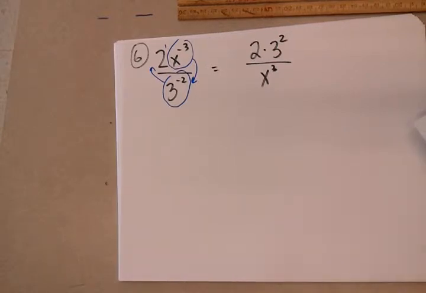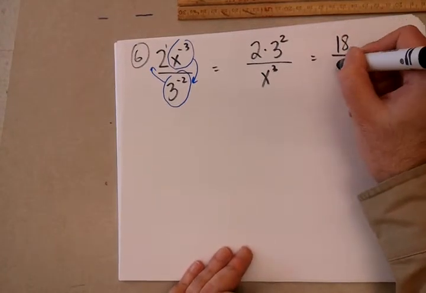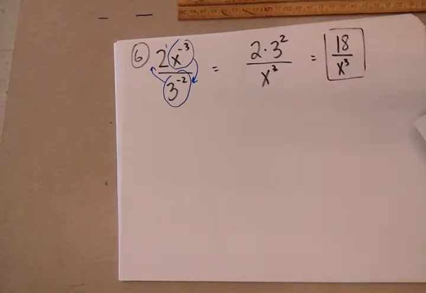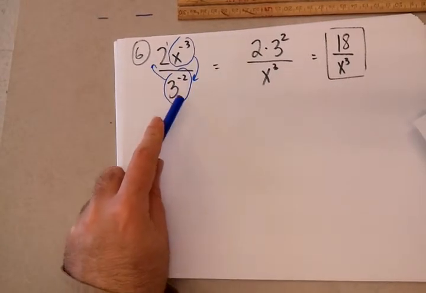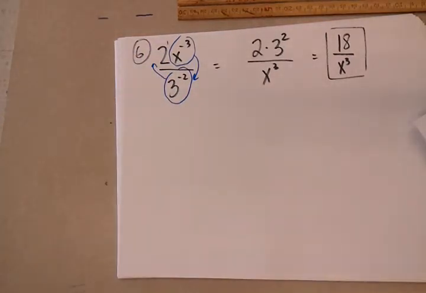3 squared, that's 9. 2 times 9, that's 18. x to the third. And you are done with that problem. So 6 was super easy. Just don't make the mistake of dragging that 2 down with the x to the bottom, because that 2 is a separate base with a positive exponent, so it stays. Only the x to the negative third goes down.